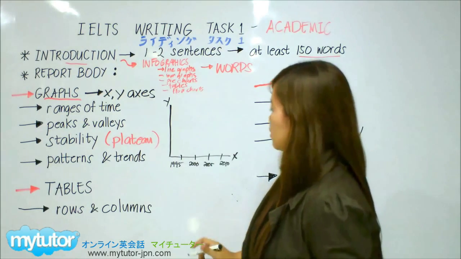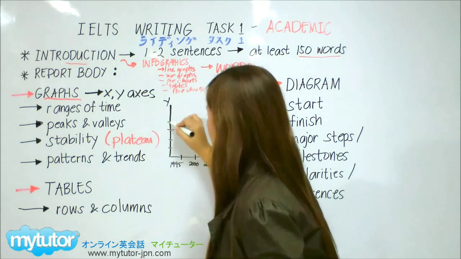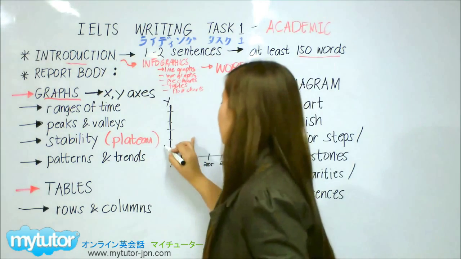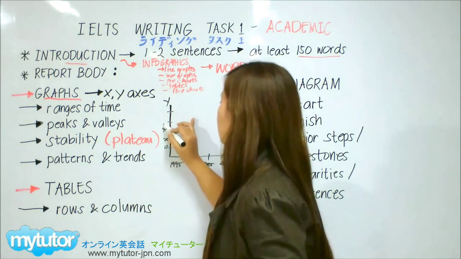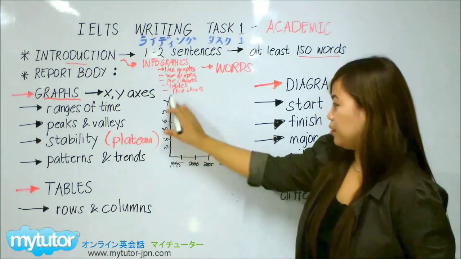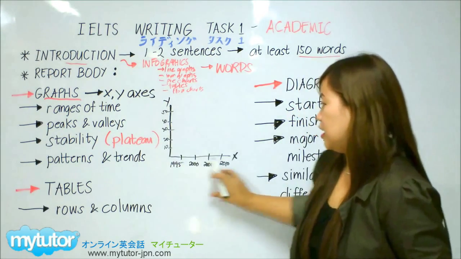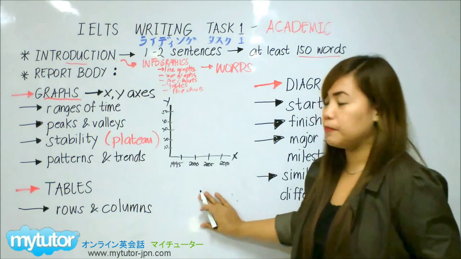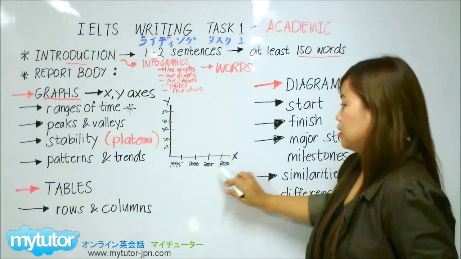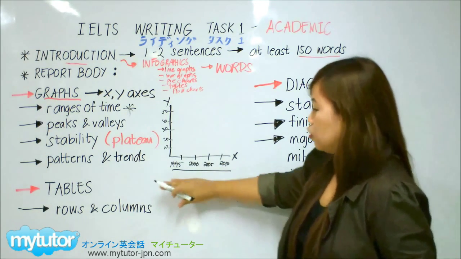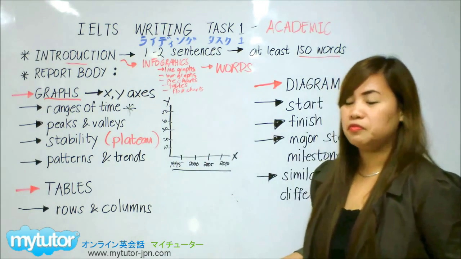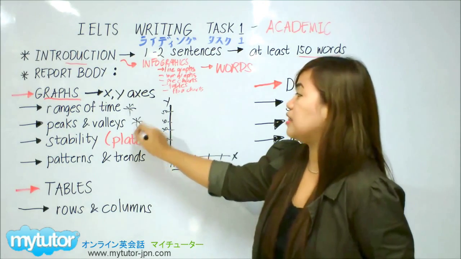So for our y-axis, let's say, okay, these are the number of tourist arrivals in millions. 10, 20, 30, 40, okay, let's have up to 50 million. So this information here is very important, so you have to look into that. So ranges of time, okay, it's important to look into this information here. So, what is in the range of time? Okay, here, the peaks and the valleys.